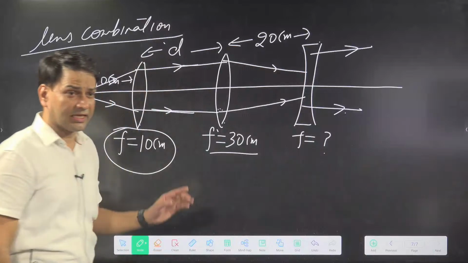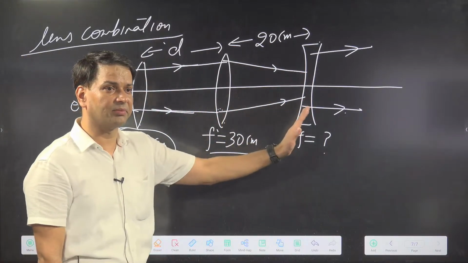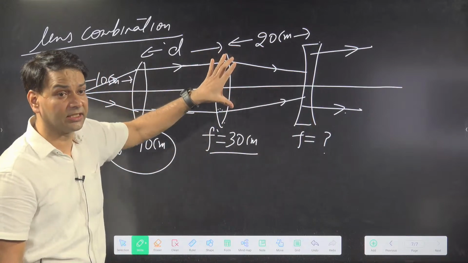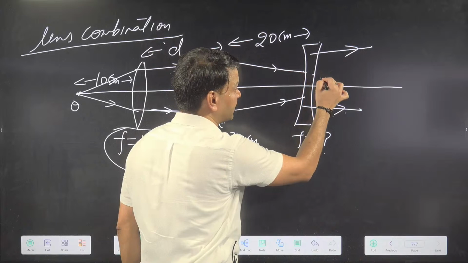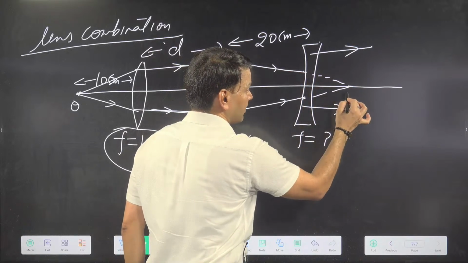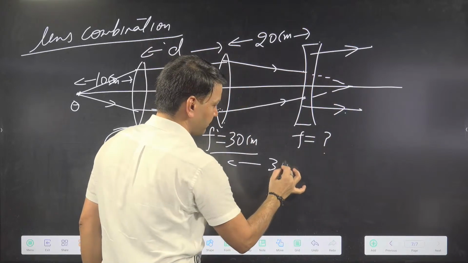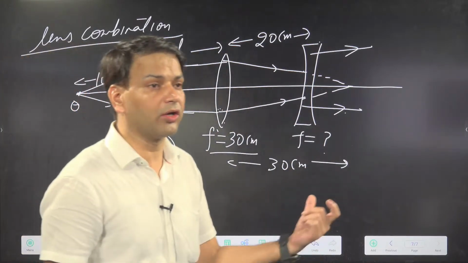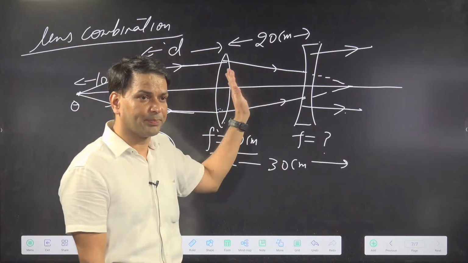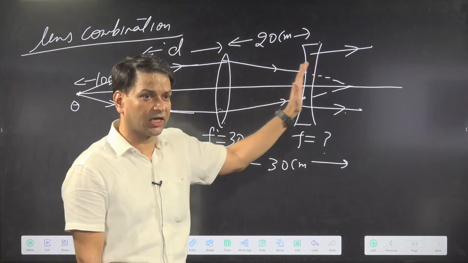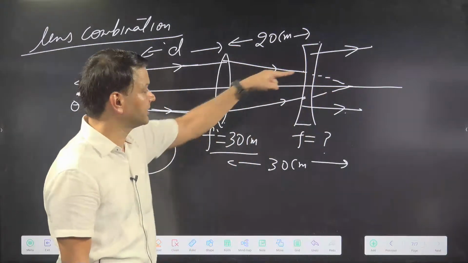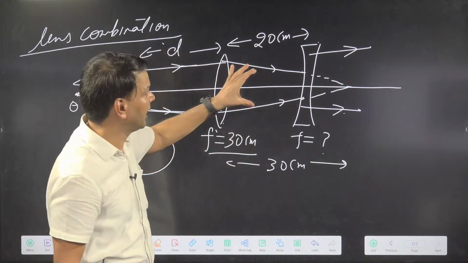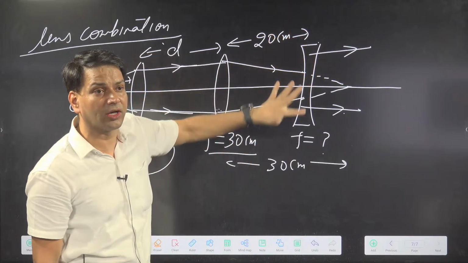But the distance between these two lenses is 20 centimeter. The focal length is 30 centimeter, so it has to converge at 30 centimeter. But before that, the concave lens is there. Because a parallel beam of light is falling on the second lens, it would converge at its focus, 30. But the distance between the two lenses is 20. So what will happen? Before convergence, it will fall on the concave lens.